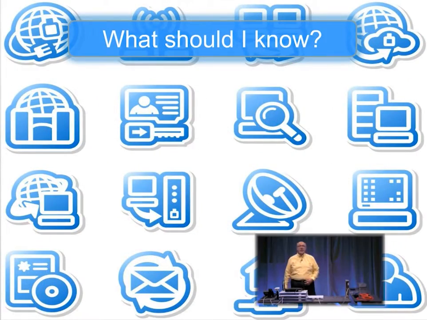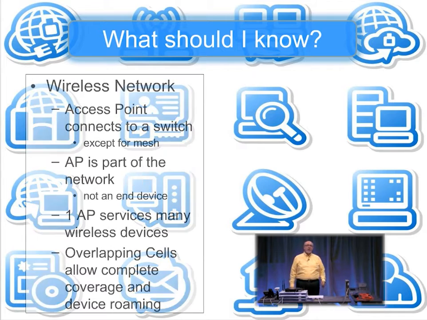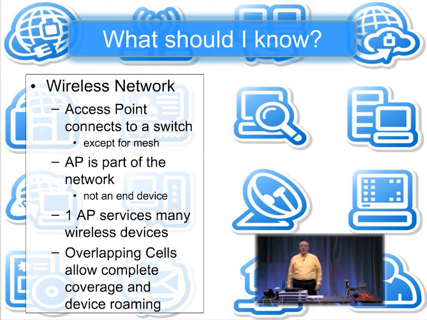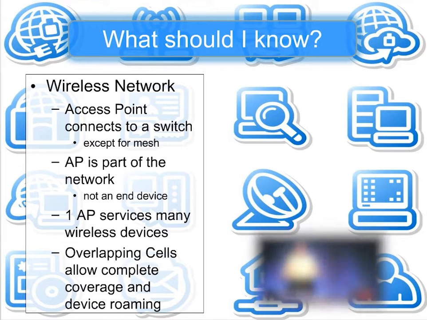So what should we know about wireless networks? Here's the basics. Access points connect to a switch, with one exception, and the exception, now that we've learned, is a mesh access point, no connection to a switch. The access point is part of the network. It's not an end device. It's part of the network. And these overlapping cells give you access to many devices, give you complete coverage, give you device roaming.